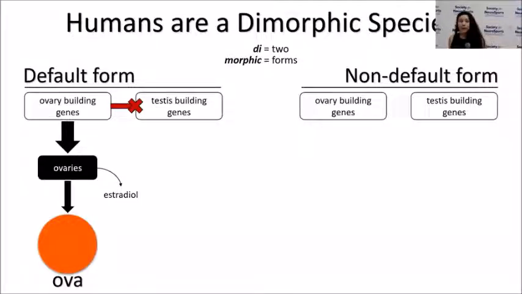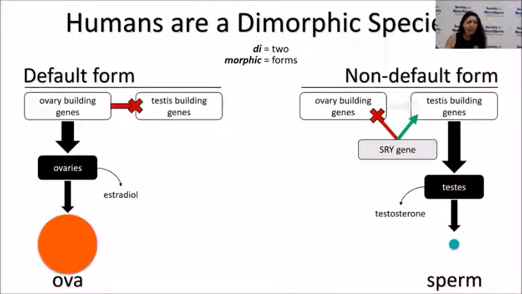Now, if you don't have this, let's say you've got both of these sets of genes, but you also have an SRY gene. The sex determining region of the Y chromosome typically only shows up on Y chromosomes, can occasionally show up other places. I think we're going to hear a little bit more about that later. But if you've got this SRY gene, what happens is that this gene suppresses the ovary building genes. And so you ultimately get the testes building genes doing their job, which then produces testes, and the testes produce sperm and a whole lot of testosterone, right?